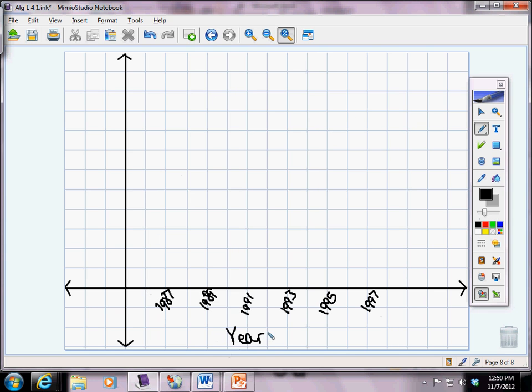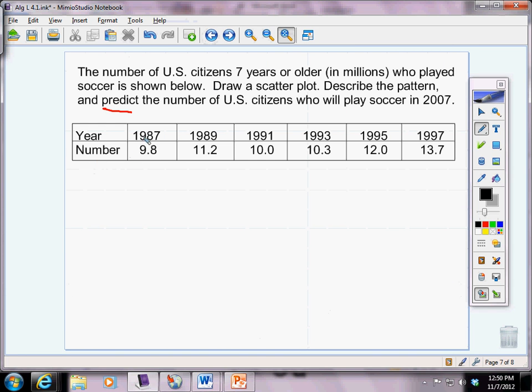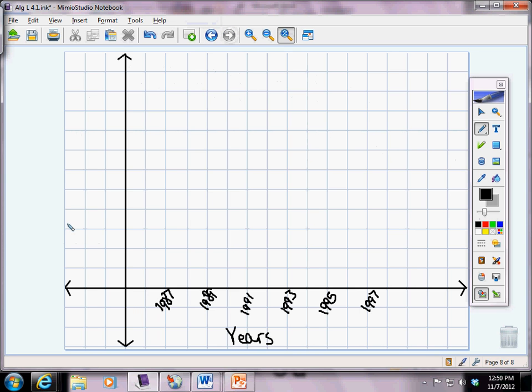Important to label the graph so we know what we're talking about. And we're also dealing with the number of soccer players. So maybe we want to just call this over here number of soccer players. You can call it whatever you'd like. Now remember, this is done in millions, and it's important to list that because otherwise it's going to look like we had 10 people play soccer. In millions.